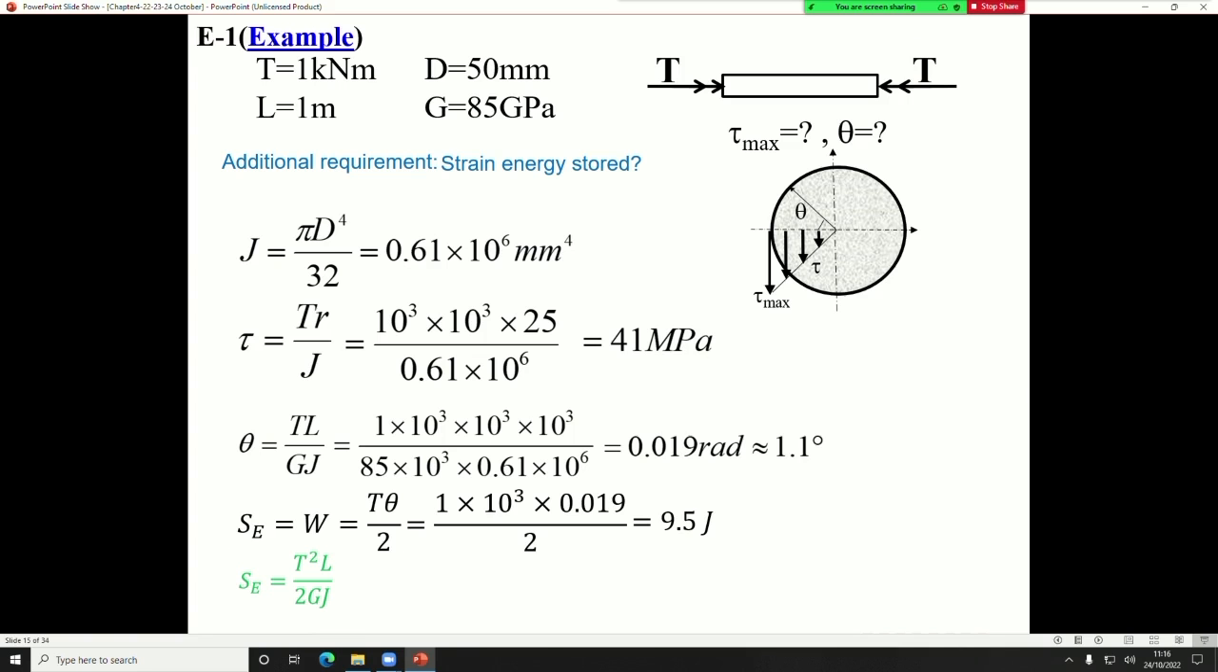Miss, for the T squared L over 2GJ, this only works with circular uniform cylinders, right? Correct. Should they be solid or hollow? It doesn't make any difference. As long as they are circular cylinders and they are uniform along their length, yes. Because the difference will be the value of J. If you correctly calculate J, being hollow or being solid will affect the J value. Any other questions? Okay.